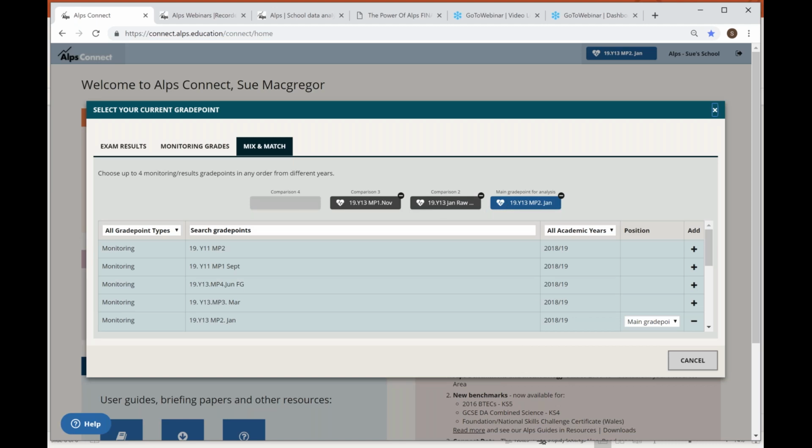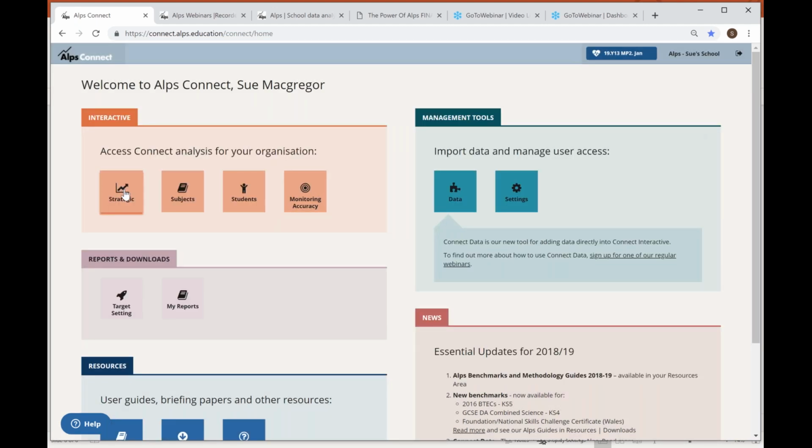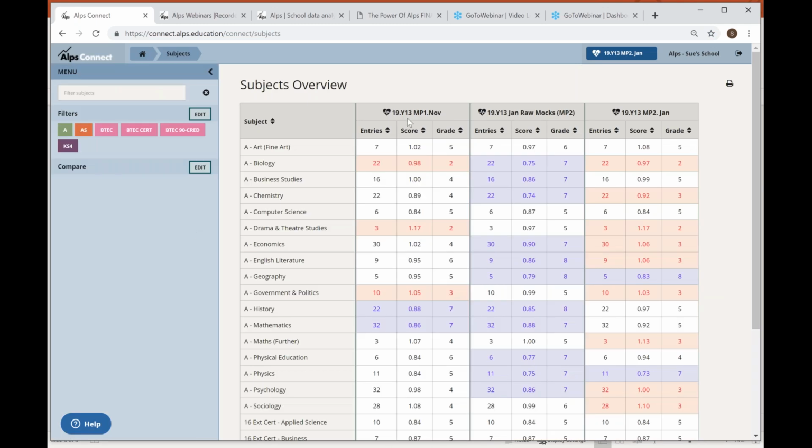Okay, here are my areas then. That's the headlines. There's my subjects and there's my individual students, and we'll talk about this area later on. Let me pop into subjects first of all, because that's where most of the power lies. Right, 3 grade points then. This is year 13, and here are all my subjects. I can very quickly see my Alps grade, and by the colors I can see roughly where they are on the thermometer.